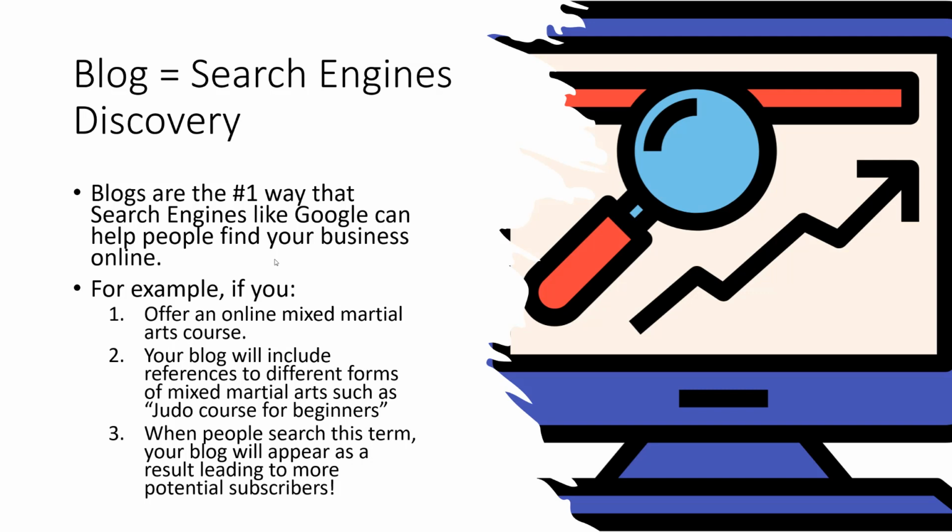And what this does when people search for this term on Google, judo course for beginners, or how to get started with judo martial art, for example, is Google will recognize that this article that you've written is about this particular martial art. And that's going to bring your blog or article to the top of the search engine page, and that's going to help people find your blog organically without you having to pay for ads to get people to your website.